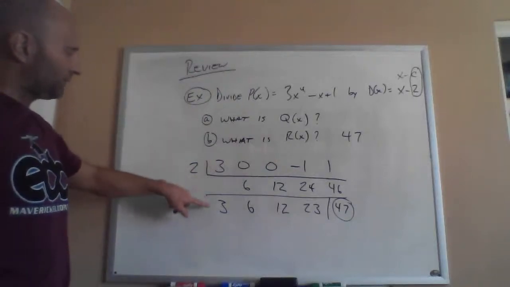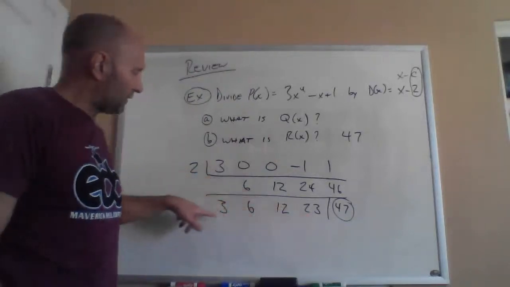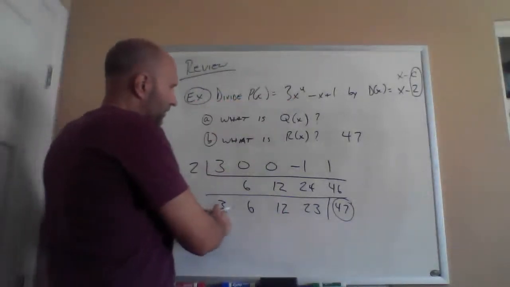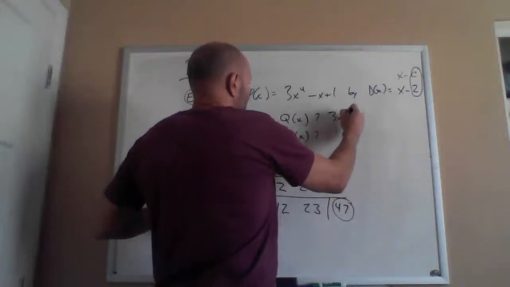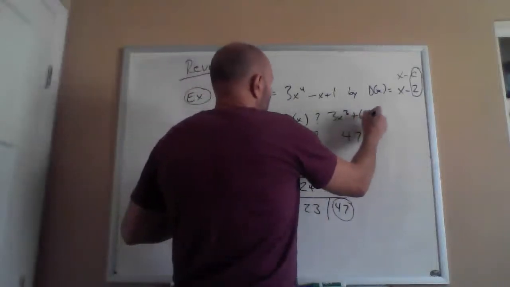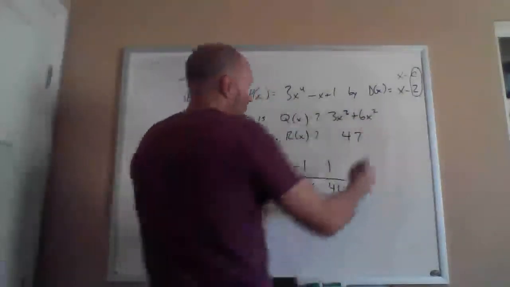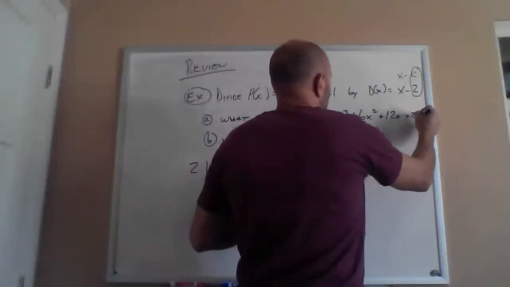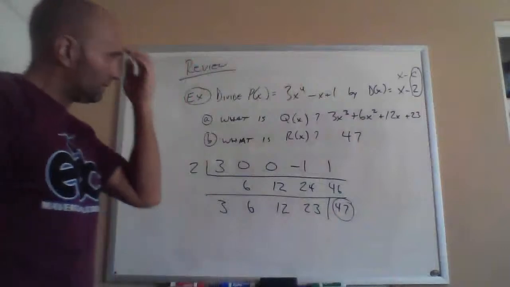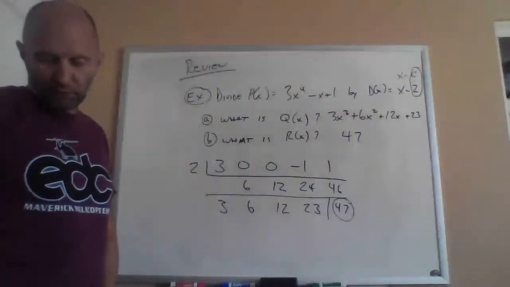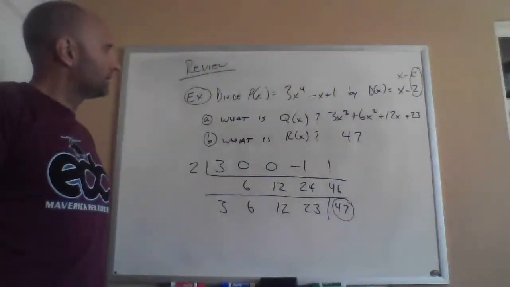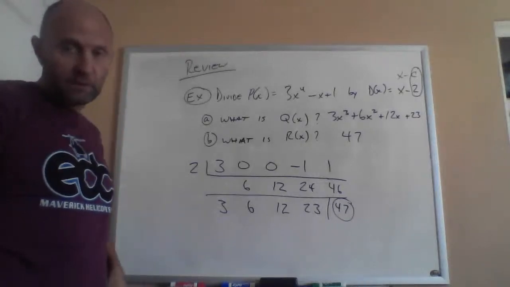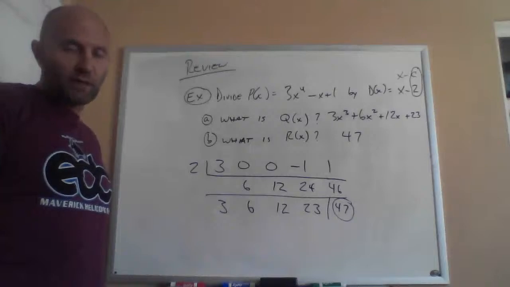For Q of x, these are the coefficients of the polynomial. I started with x to the 4th, so I start with x to the 3rd in my answer. So 3x to the 3rd plus 6x squared plus 12x plus 23. That's the answer that you should have for Q of x and R of x. So any questions on that one?